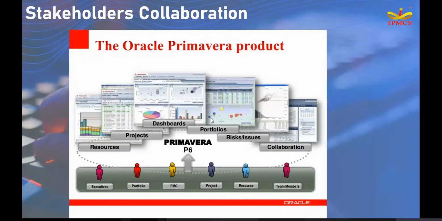So how does stakeholder collaboration happen using the Oracle Primavera product? Using this P6 EPPM, it's a user restricted one. So based on your role, you can access the particular features. Maybe all information is available in a single site. So if you are a project manager, you can see all information, whereas if you are a resource manager, you can have access only to resource management, not to anything else.